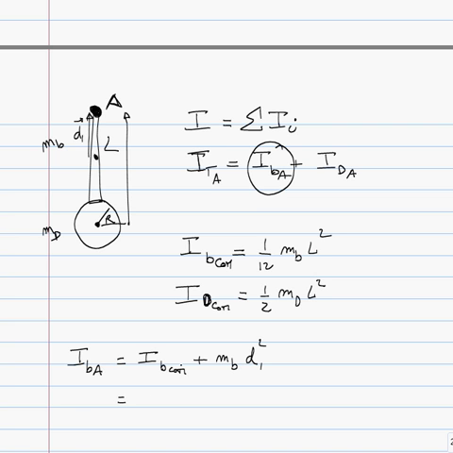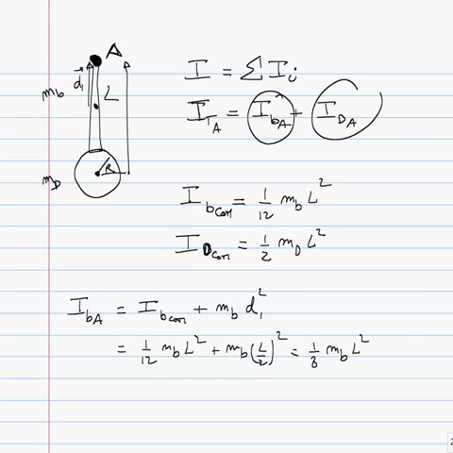So this is 1/12 mb L squared plus mb, and D1 is L over 2, squared. So I have a 4, I have a 12, so same as above. This is nothing other than 1/3 mass of the bar, L squared.